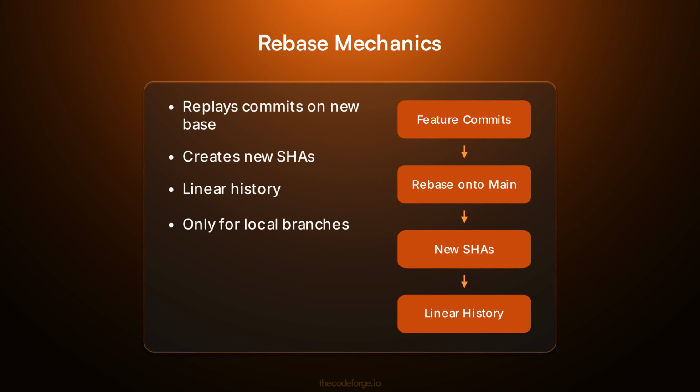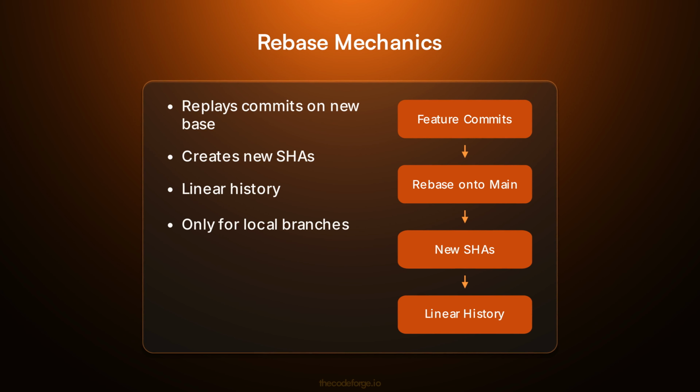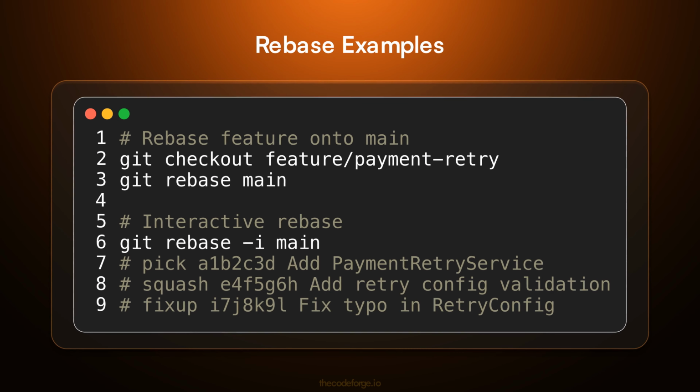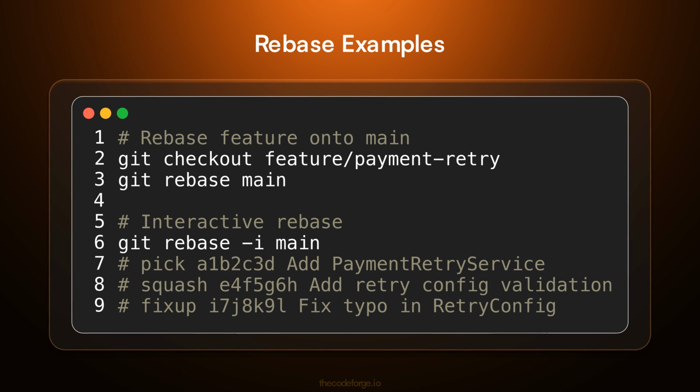Rebase takes your commits and replays them on top of another branch's tip. Each commit gets a new SHA, producing a linear history. This is great for cleaning up local branches before pushing, but dangerous on shared branches because the rewritten SHAs break everyone else's references. Basic rebase replays your commits onto main.